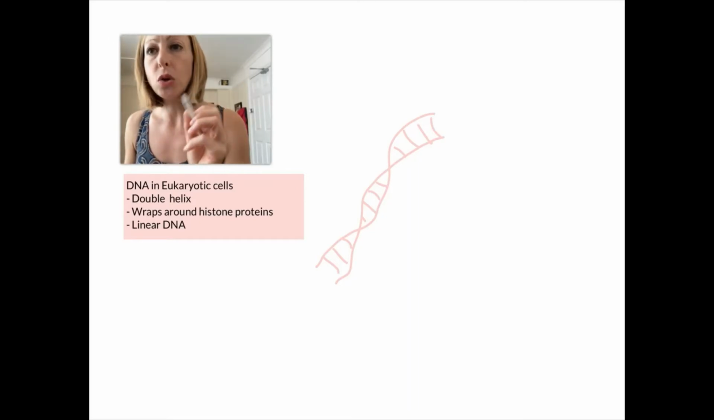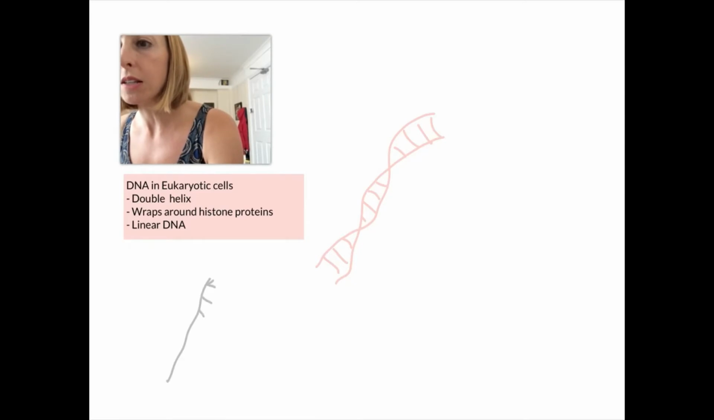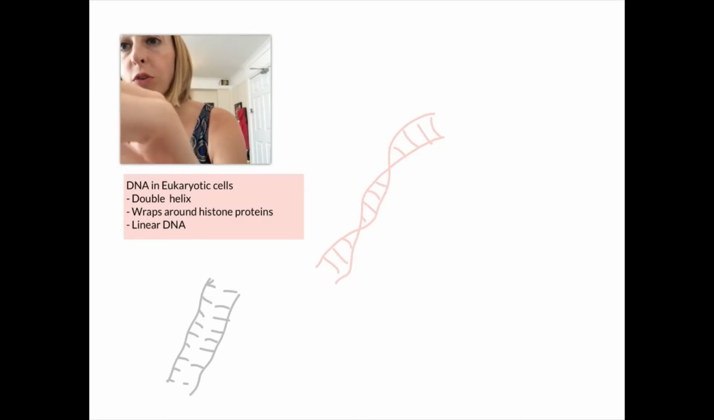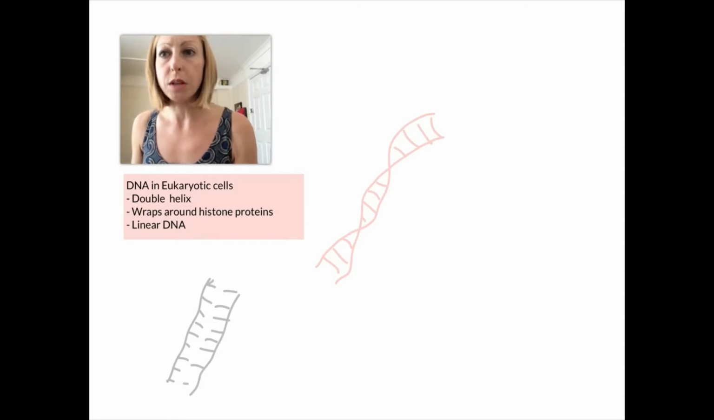Okay, so it's two strands like this, two individual strands that are then wrapped around each other, like you can see here, and they form this double helix structure. Now, what else is involved with the DNA in order to make the chromosomes?